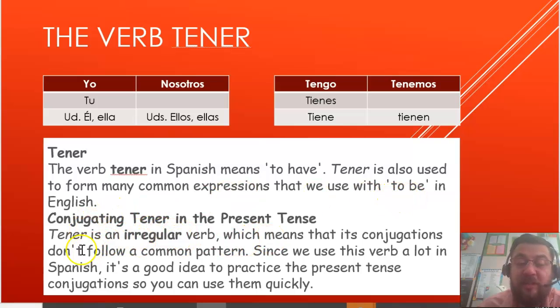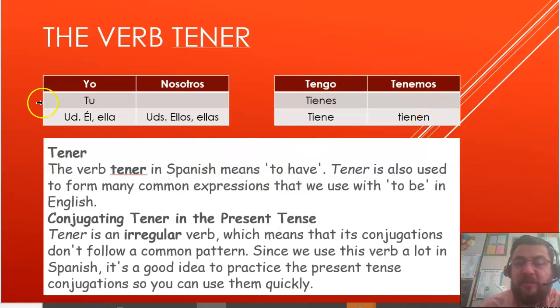Conjugating tener in the present tense. Tener is an irregular verb, so it's not regular like the other ones that we've worked on before, which means that its conjugations do not follow common patterns. Since we use this verb a lot in Spanish, it is a good idea to practice the present tense conjugations so you can use them quickly. So, we say yo tengo, tú tienes, usted, él, ella tiene, nosotros tenemos, ustedes, ellos, ellas tienen.